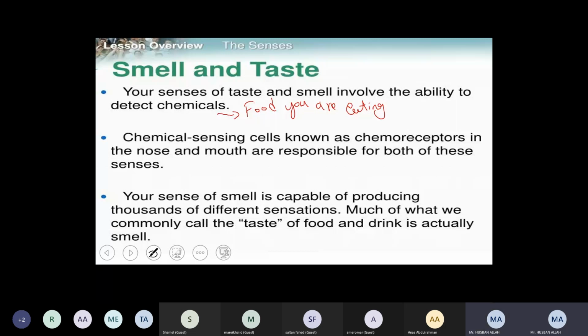Your sense of smell is capable of producing thousands of different sensations. Much of what we commonly call the taste of foods and drink is actually smell, right? So sometimes smell and taste produce thousands of different sensations. But both of them will be covered by what? Both of them will be covered by either the mouth or the nose.